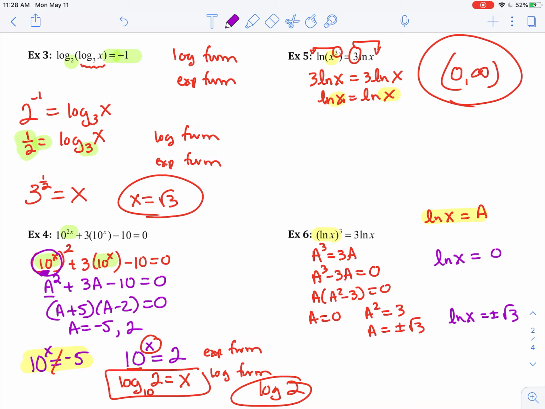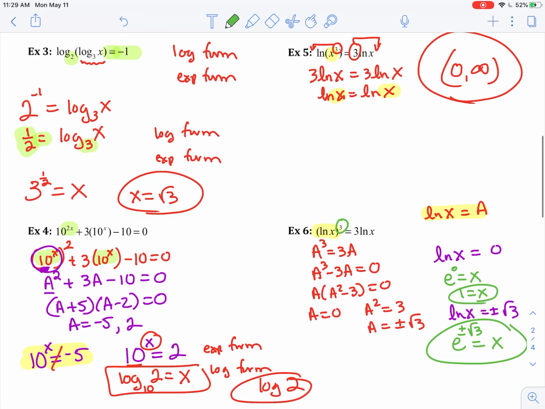Both of those are in a log form. We can switch those to an exponential form, where this is just e raised to the 0 power, giving us x. And we know e to the 0 is just 1. So this is x equal to 1. And this is e raised to the plus or minus root 3 is equal to x. And there are our 3 solutions, which we know there should be 3, for our x quantity.